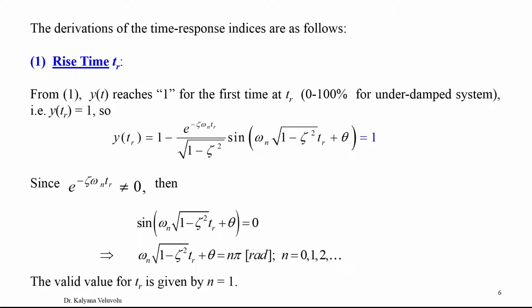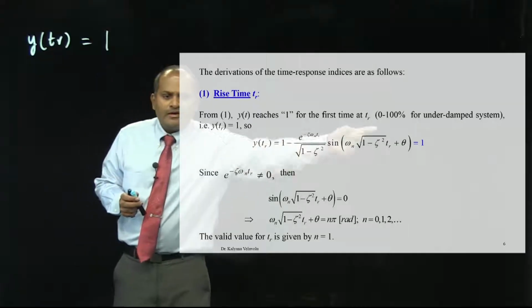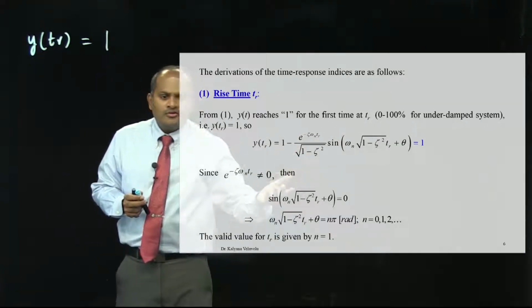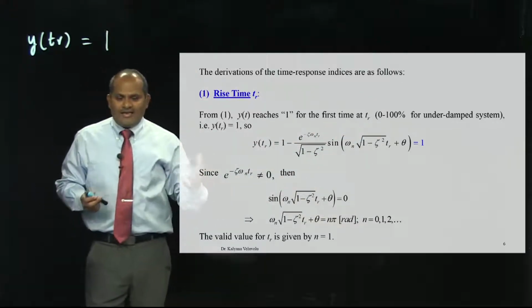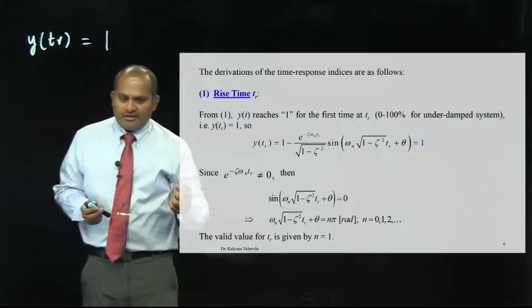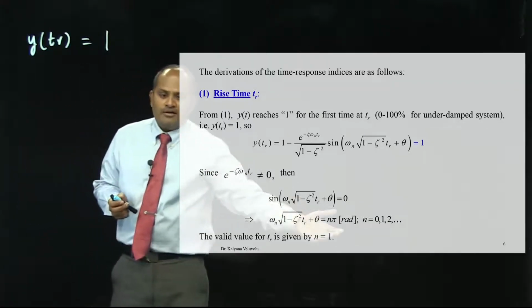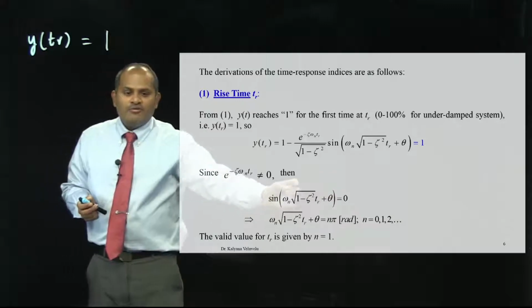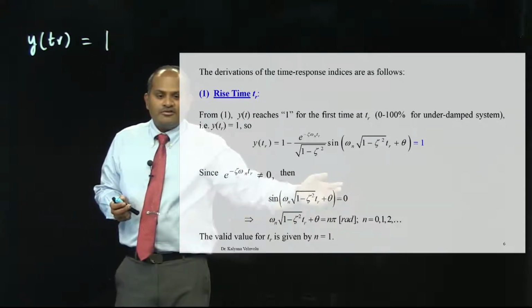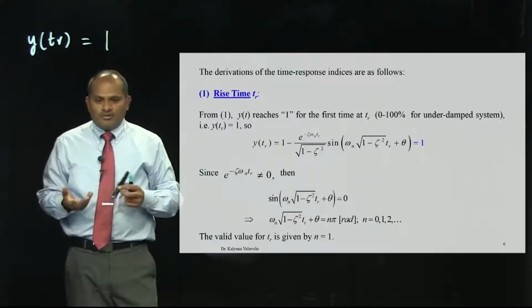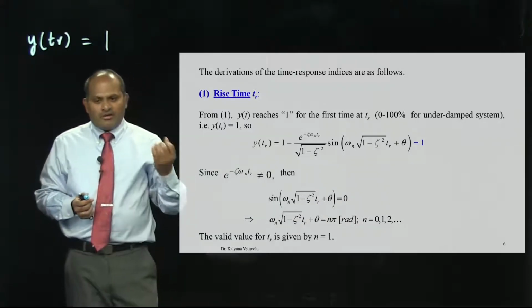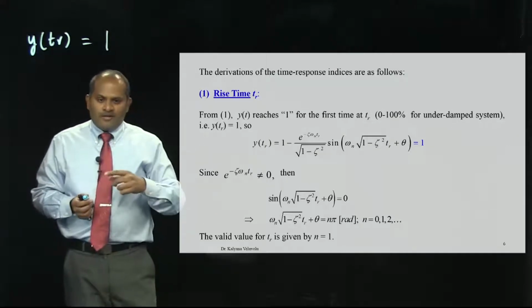Once you evaluate this equation, you see this is 1 minus e power minus eta omega n t into the sine term equal to 0. The exponential term cannot be 0, so the 1 gets cancelled, and therefore the sine value has to be 0. So, sine of the argument equals 0, which means the argument is equal to n pi. So, omega n root of 1 minus eta square tr plus theta equals n pi, where n can take any value 0, 1, 2, and so on.